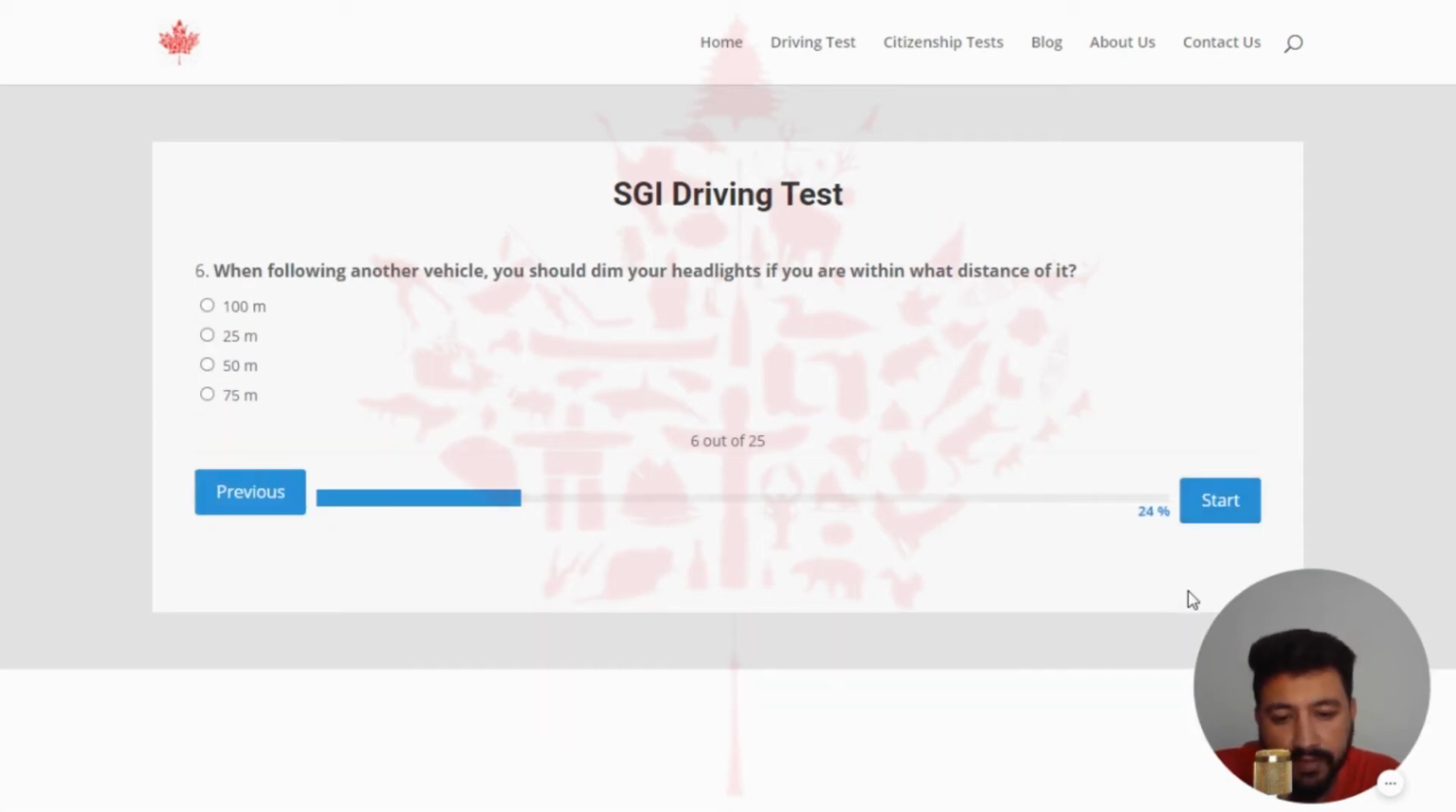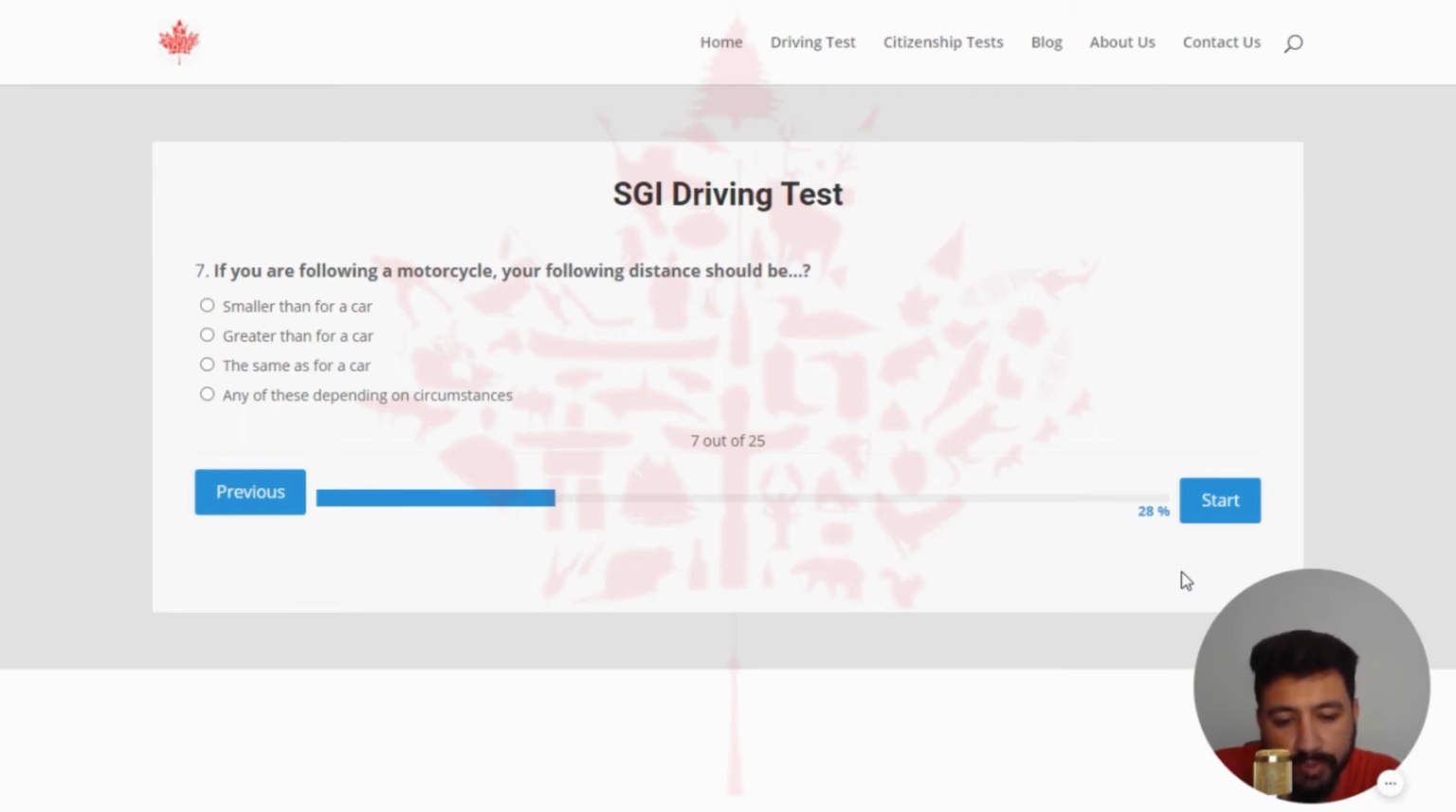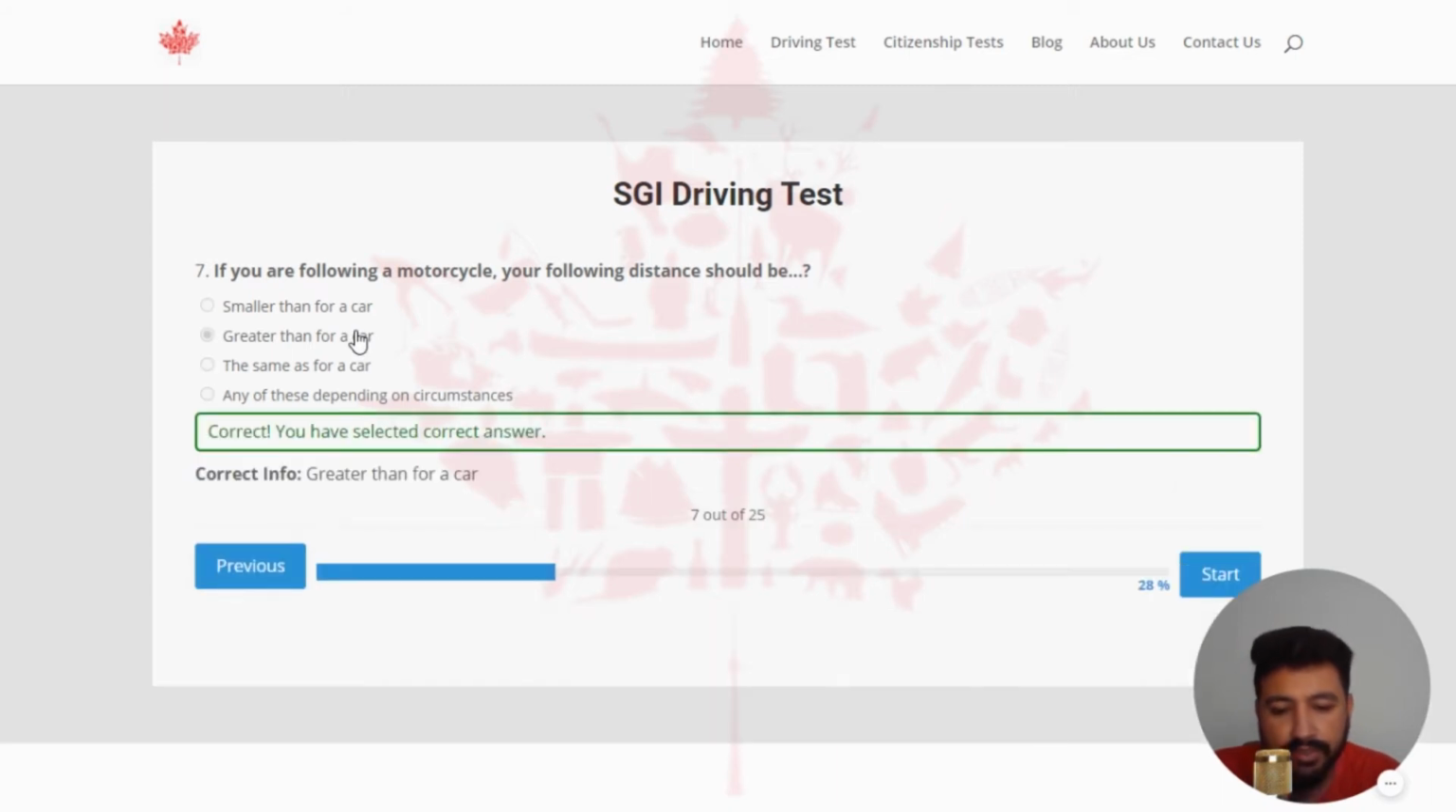Next, when following another vehicle, you should dim your headlights if you are within what distance of it? The right answer is 100 meters. Next, if you are following a motorcycle, your following distance should be, the right answer is greater than for a car. So I'm going to select the second one. Yeah, this is the correct one.